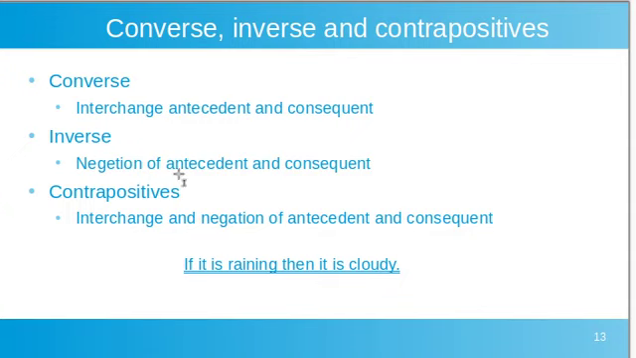Now inverse. Inverse is the negation of antecedent and consequent. So it will be if it is not raining, then it is not cloudy. So it will be the inverse of this sentence. And what is contrapositive? Contrapositive is both inverse and converse, that is, interchange and negation of the antecedent and consequent. So if it is not cloudy, then it is not raining will be the contrapositive of this sentence.